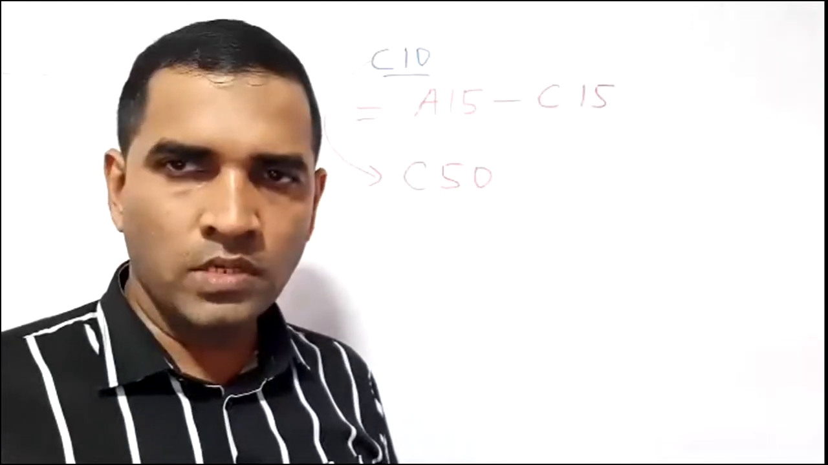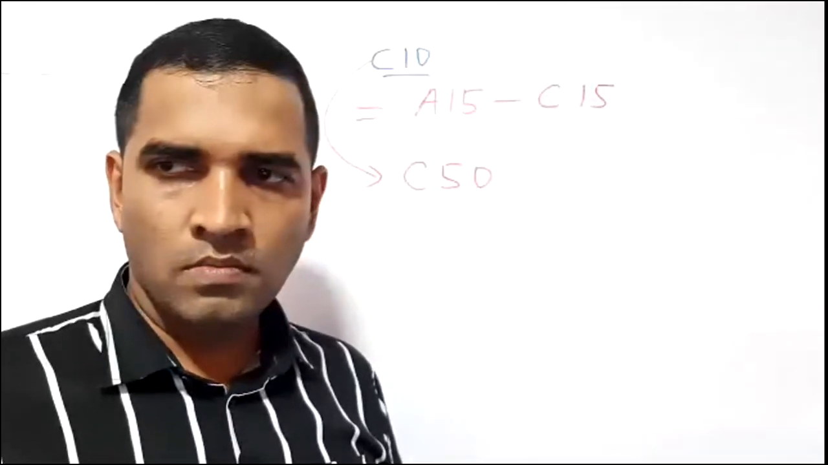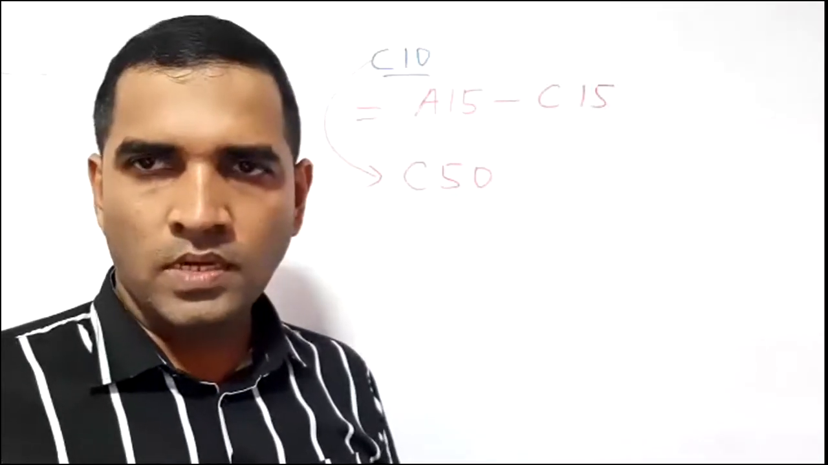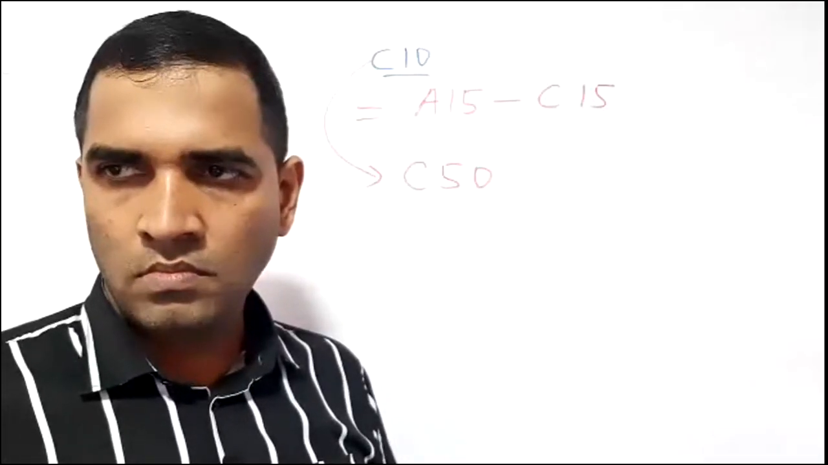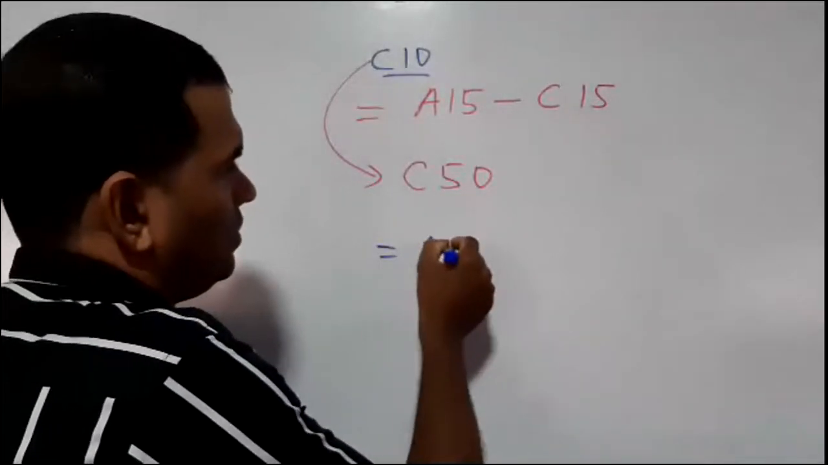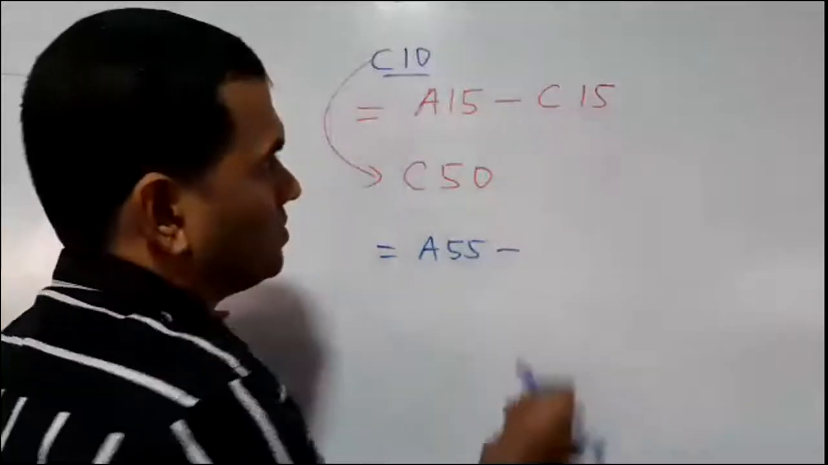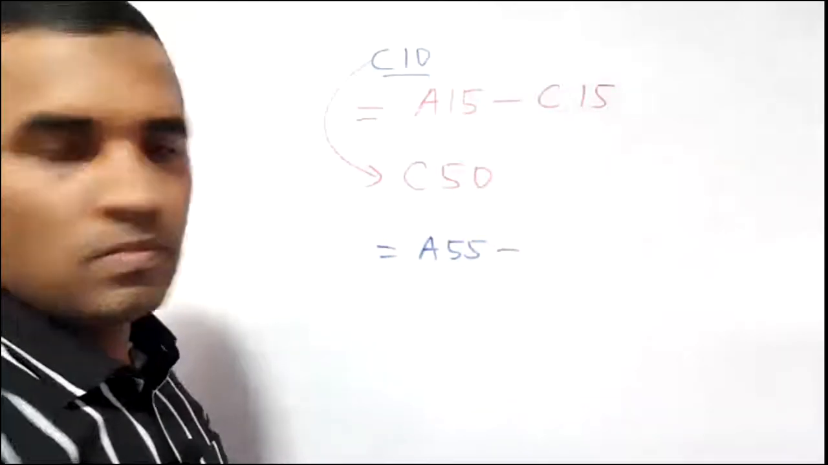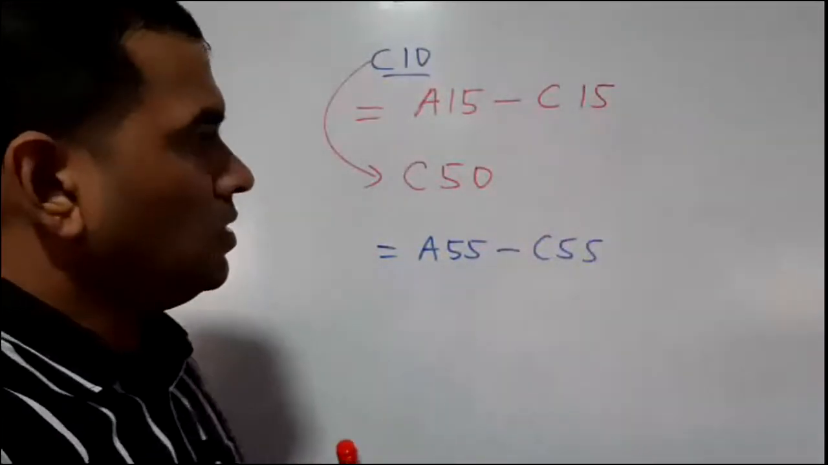Jadushan. Sir, what's the answer? A55 minus C55. Right, look here.